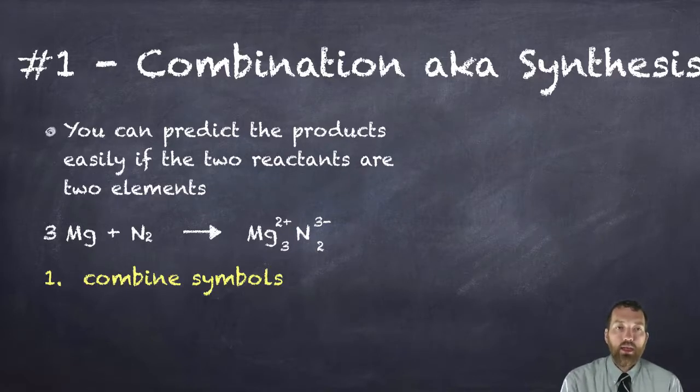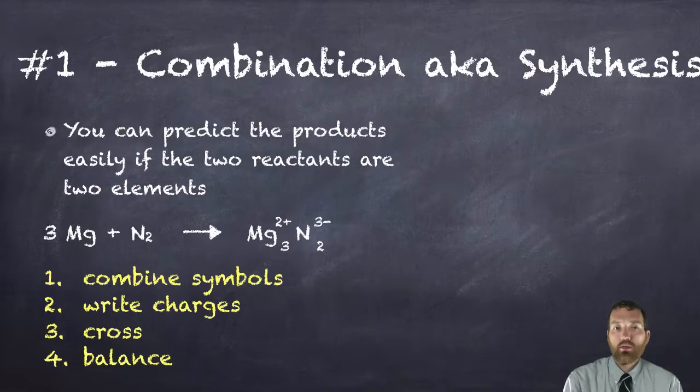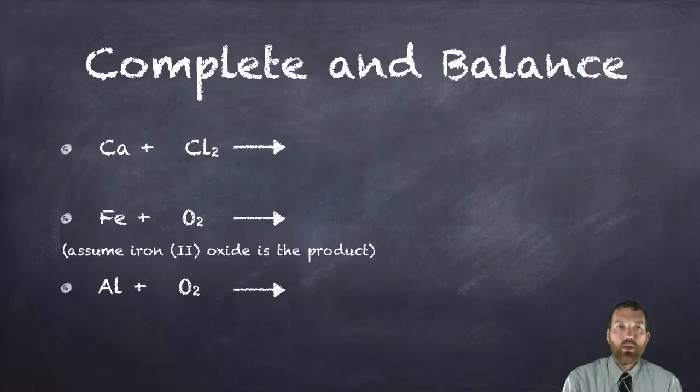So the steps again are combine the symbols like we just did, the Mg combined with the N. Then rewrite the charges. You put them above your products. You cross if necessary, and then you balance. So these are the 4 steps that you should write down and follow every time you're doing a combination or a synthesis reaction.